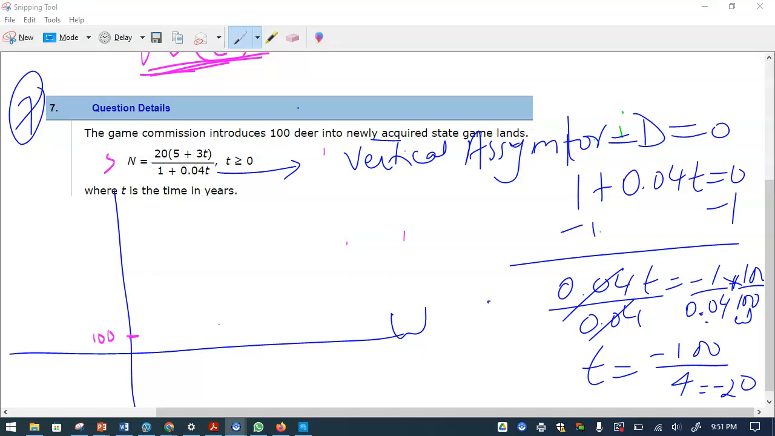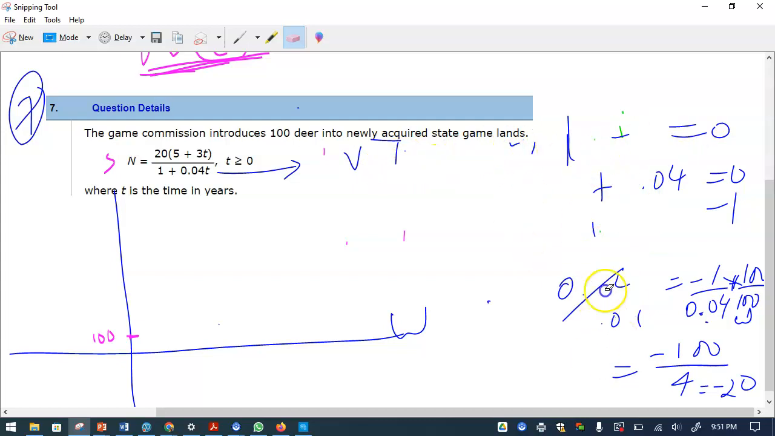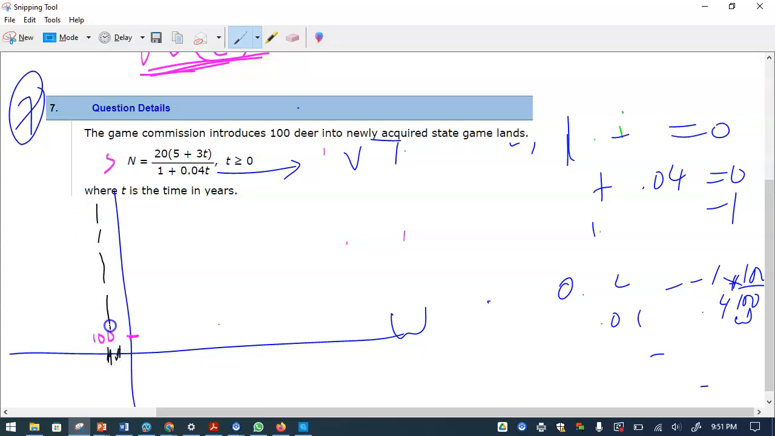So the first question is, how does the graph look? We know the vertical asymptote is t equals minus 20, somewhere here, and I'll draw a dotted line here. That's the vertical asymptote. And now our graph has to go down as you go closer to this minus 20, and then it has to go to 100. So the graph has to go through 100. But the question is, what does it look like after that?